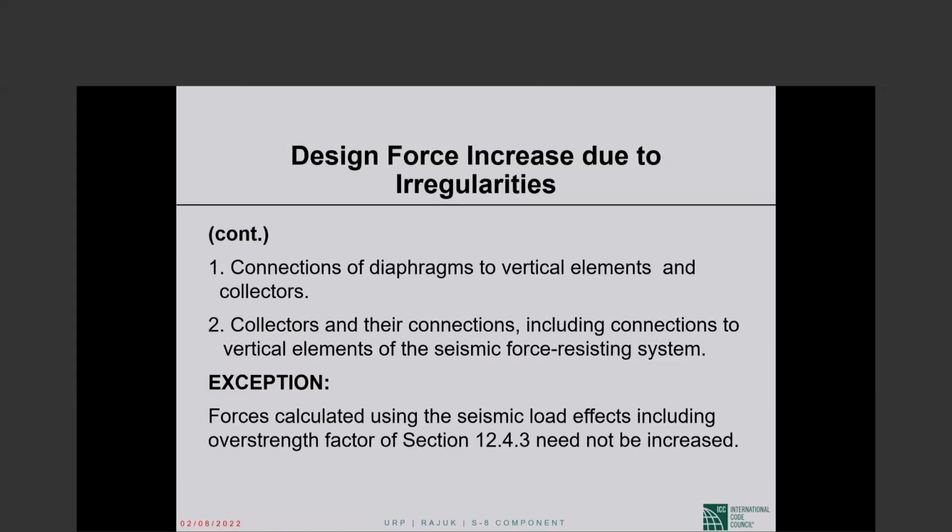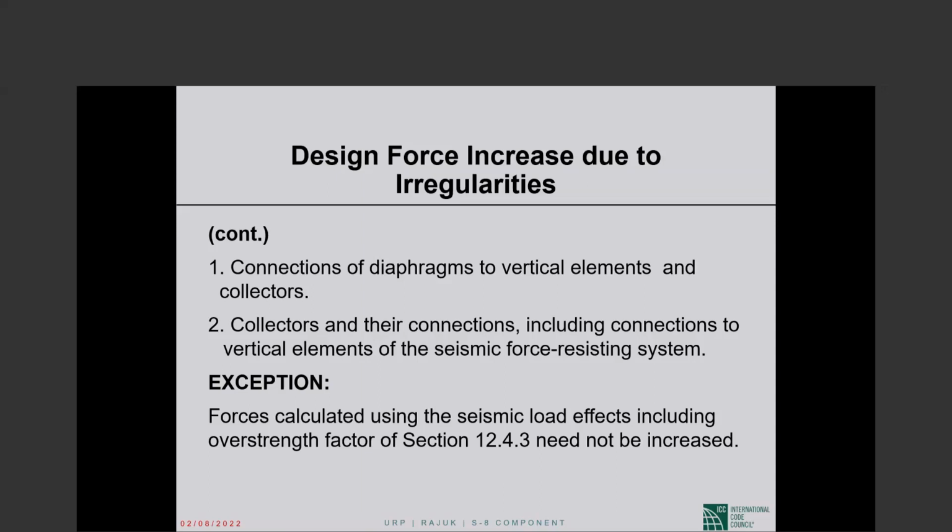Let me show the very nice picture. This was in the previous segment. Do you remember the picture of the diaphragm that I showed to explain what collectors are? So the diaphragm is connected to the collector where there is no shear wall. The diaphragm is connected to the shear wall where there is a shear wall. Connections of diaphragms to vertical elements, meaning shear walls or frames, and to collectors. Those connections have to be designed for 25% more forces.